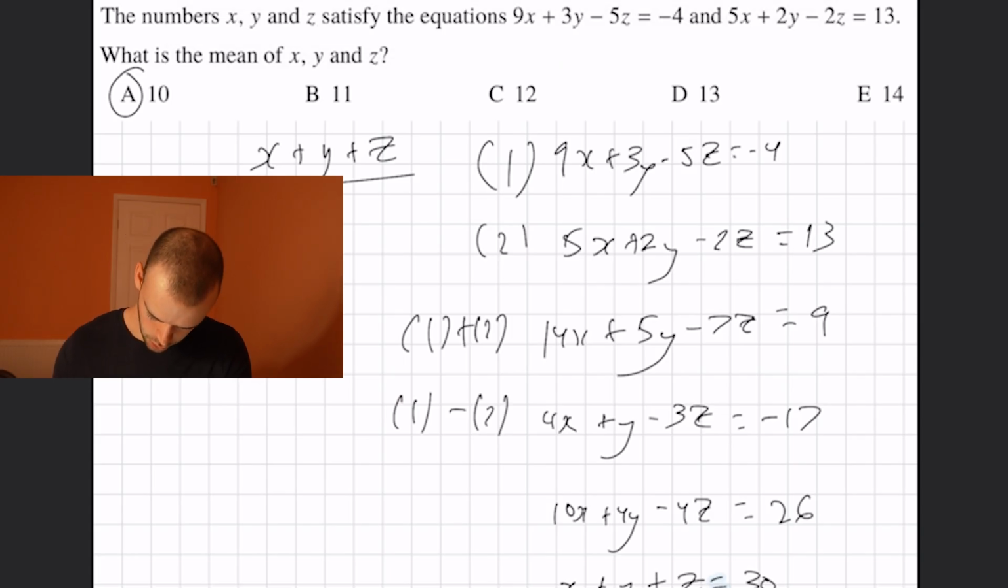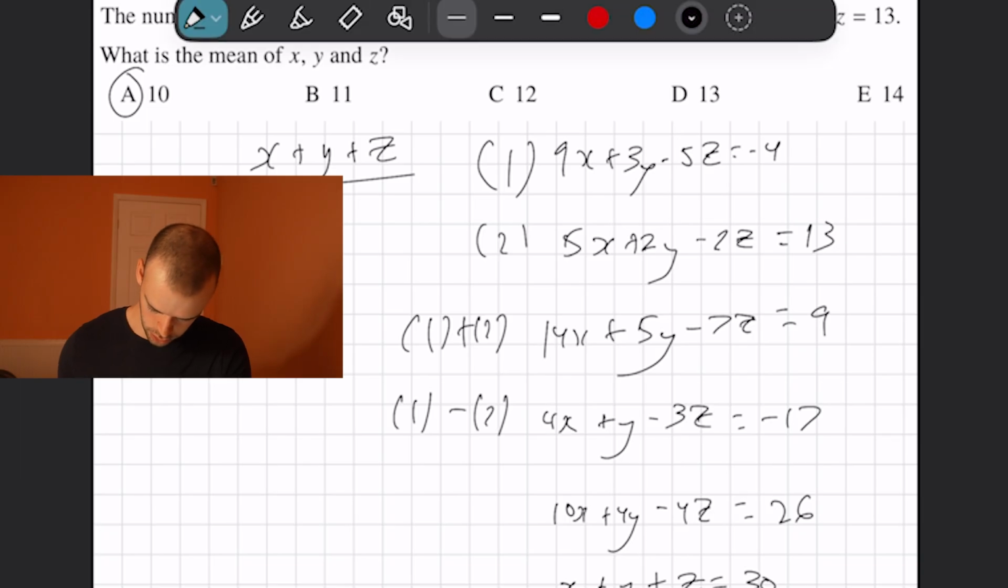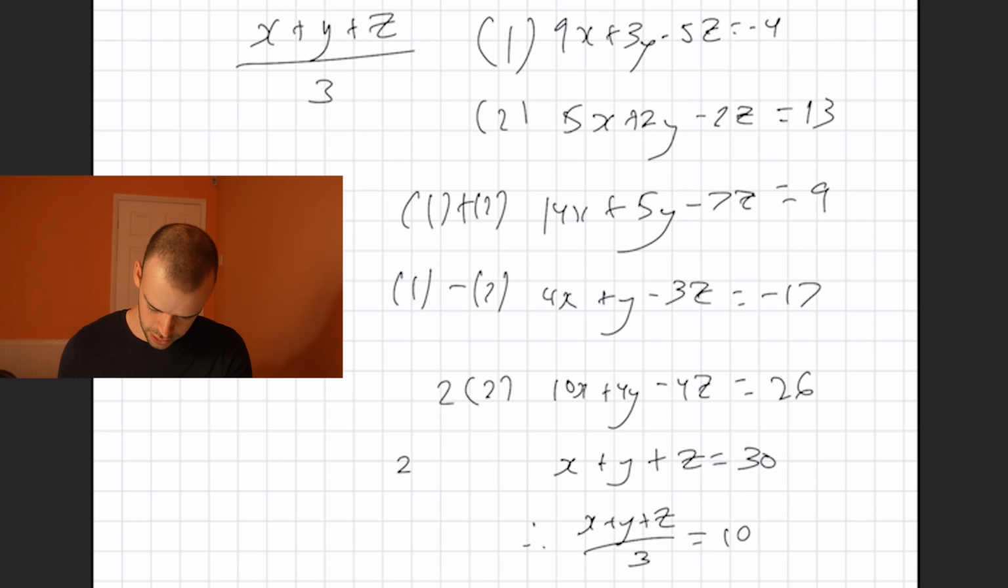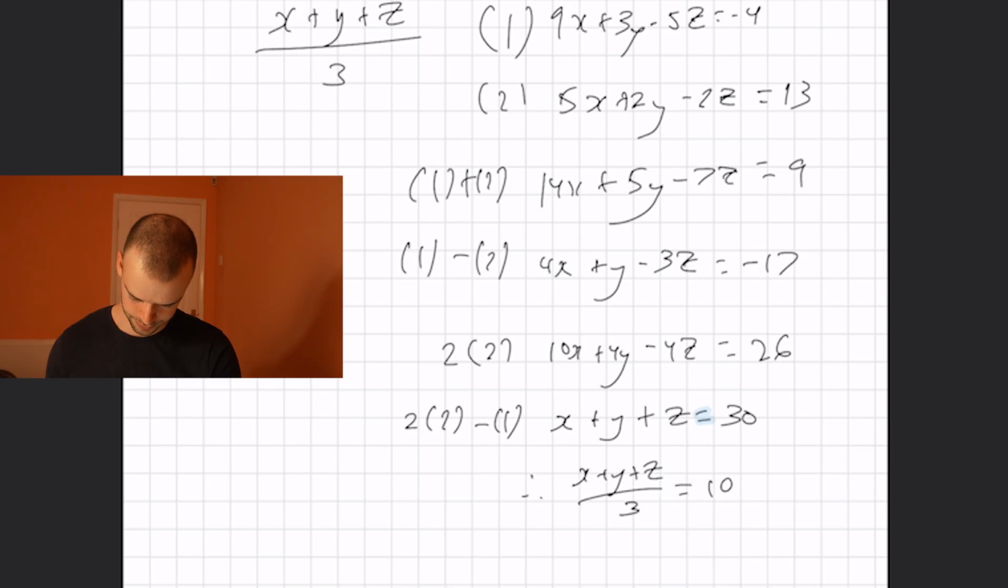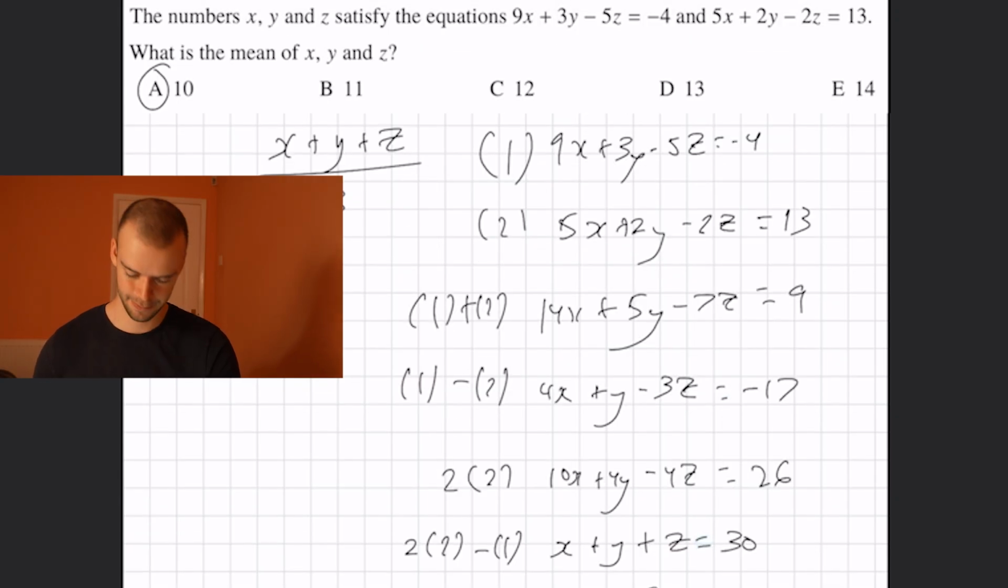Then I did 1 plus 2. Then I did 1 minus 2. So I had 2 lots of equation 2. And then here I did 2 lots of equation 2 minus equation 1. Okay. So I realized what I did. I multiplied equation 2 by 2 on both sides to get this. Then I subtracted equation 1 from it to end up with x plus y plus z by itself.